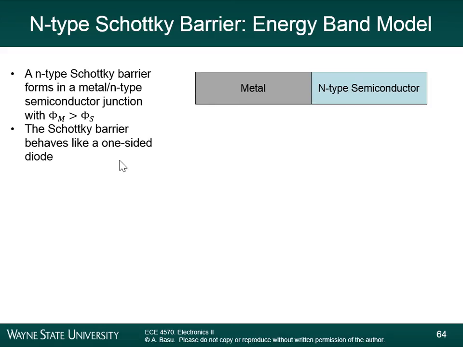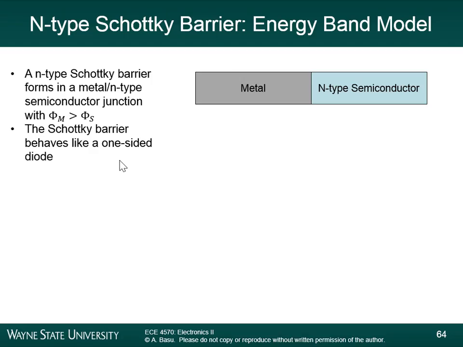Now, if phi m is less than phi s, you're going to actually form an ohmic contact. That's what we'll talk about on the next slide. But on this slide, we're forming a Schottky barrier. So we're just going to draw the energy band diagram step by step, just like we did with the PN junctions. How you go about drawing these energy band diagrams is actually pretty straightforward.